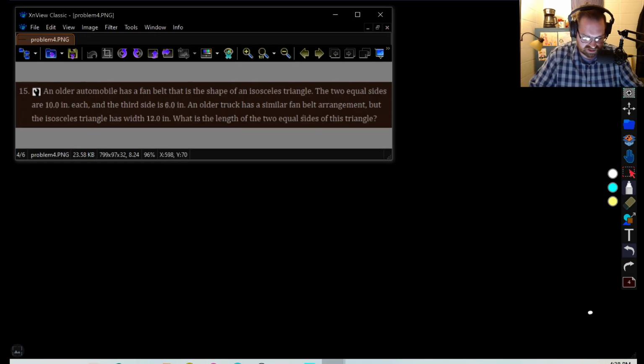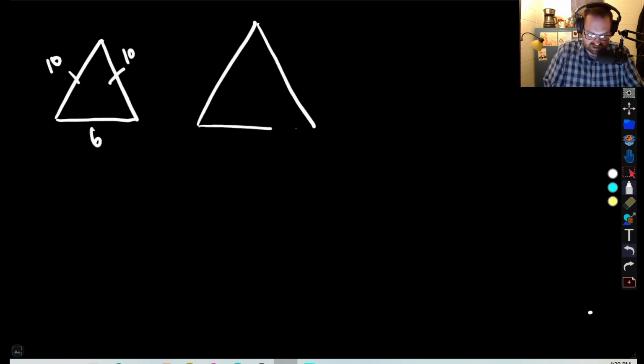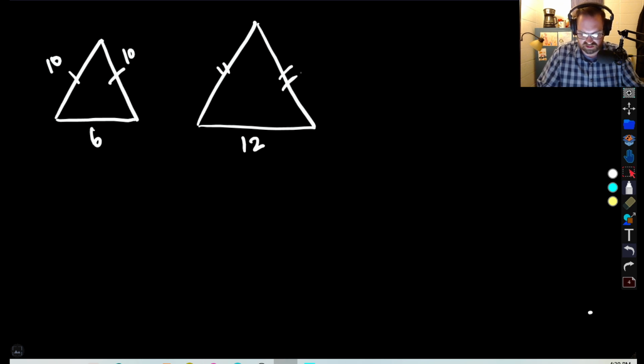An older truck has a similar fan belt arrangement, but the isosceles triangle has a width of 12. What's the length of the two equal sides of the triangle? So I've got another triangle like this. This is 12, and I don't know what these are. That's what we have to find. The triangle is actually pretty similar because it's isosceles, they have the same relative shape. That means that we can utilize similar triangles on this.